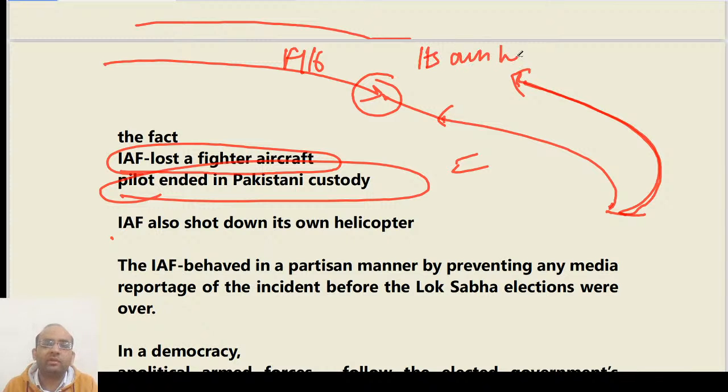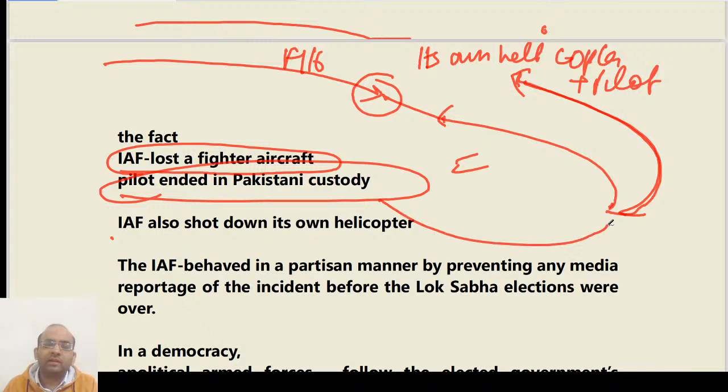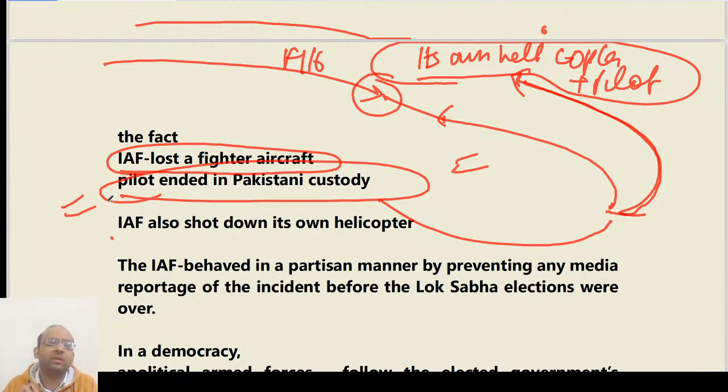Its own helicopter. We lost our own helicopter and a pilot because of wrong detection of an incoming opponent missile in our territory. Our radar system was not able to identify the incoming fighter jets from Pakistan. That is why we shot down our own helicopter and a pilot. That also showed that our air defense system is not up to the mark.